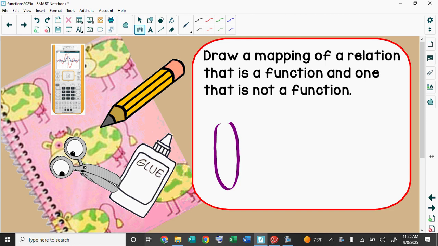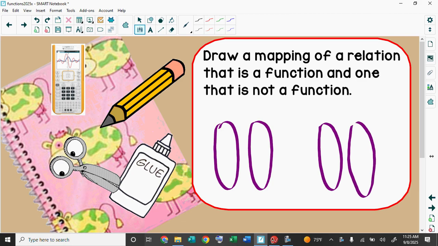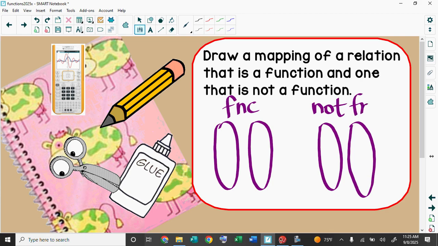Remember, mapping uses ovals and arrows. This one is going to be our function, and this one's going to be not our function. When we talked about functions, functions happen when each x value has only one y value. So 1 can only go to 4, 2 can only go to 4, and 3 can only go to 4. It doesn't matter that they all three go to 4 because 1 only has one output, 2 has one output, and 3 has one output.